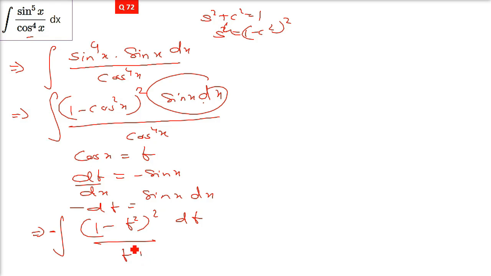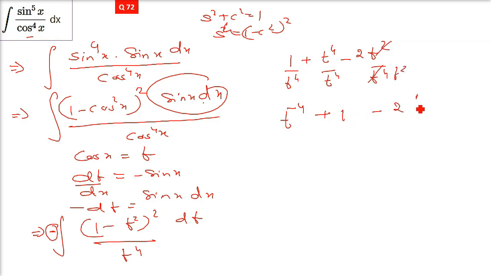We will open this and then formulate certain terms which can be differentiated easily. So a square plus b square minus 2ab: 1 plus t square whole square, that is t raised 4 minus 2 into t square. The denominator here is t raised 4, here also t raised 4, same thing. So t raised minus 4, this will be 1, and when it goes up, 2 minus 4 is negative 2. So t square, t raised minus 2 it will be. So we'll integrate it separately now. It will be very easy for you now.